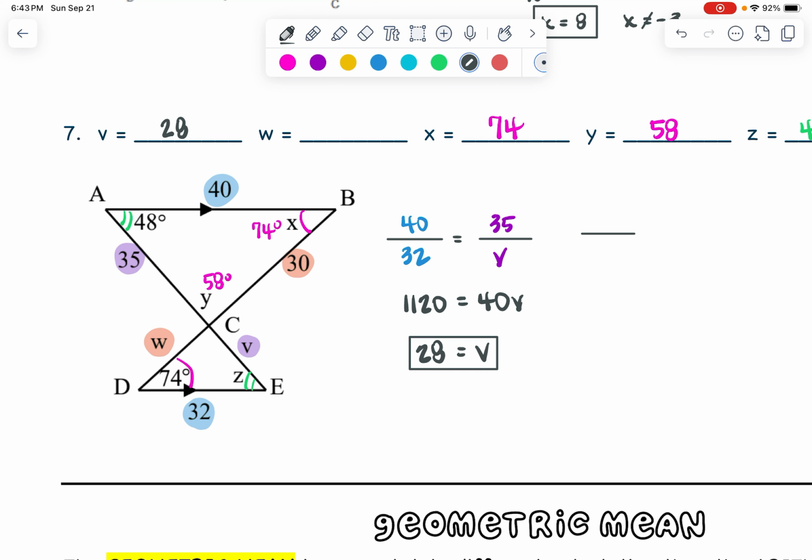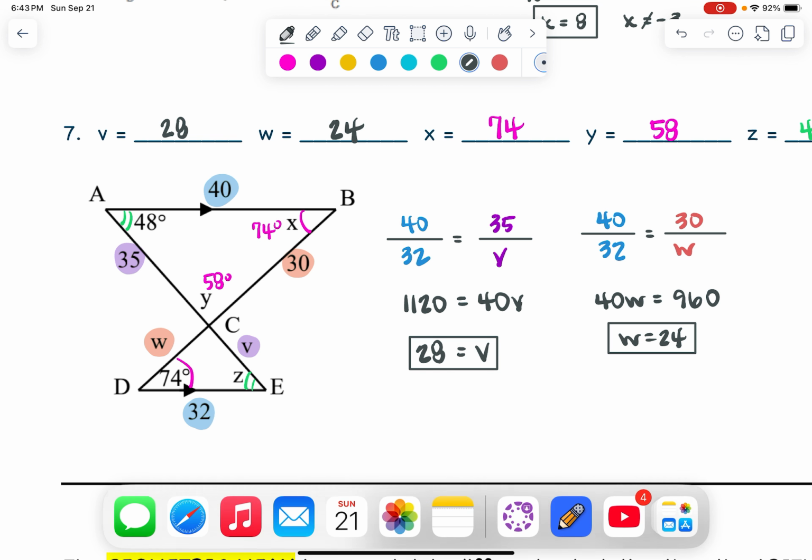And then I need to solve for the last variable, which is that W. So I'm still going to go ahead and use the 40 over 32 again. So I'm still going top to bottom. But now that I want to solve for W, it's going to be 30 is to W. All right, and then I should be able to cross multiply. So I'm going to get 40W. 32 times 30, I already know what that is. I don't know why I'm typing that in. 960. And then dividing that by 40. So I'm getting 24 for W. Just filling in a lot of missing pieces.